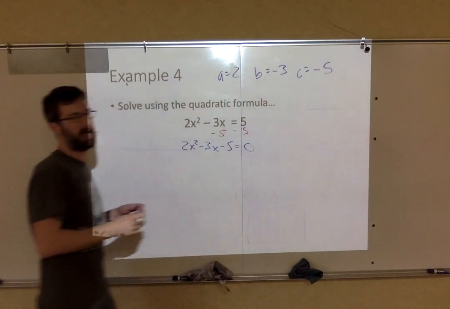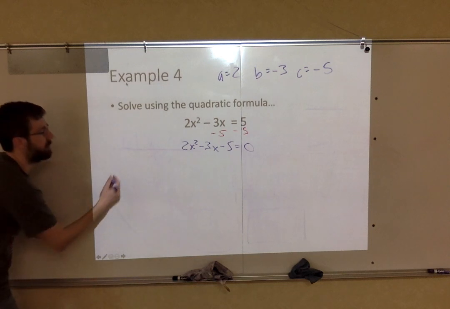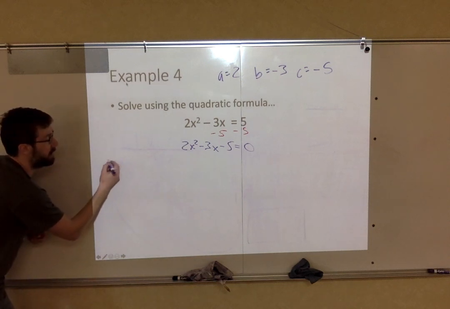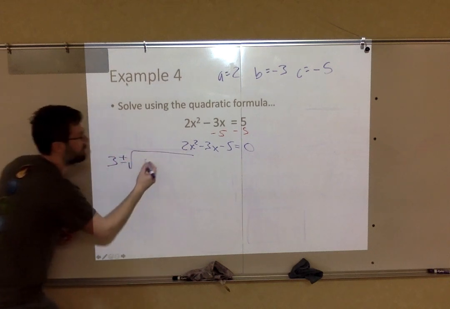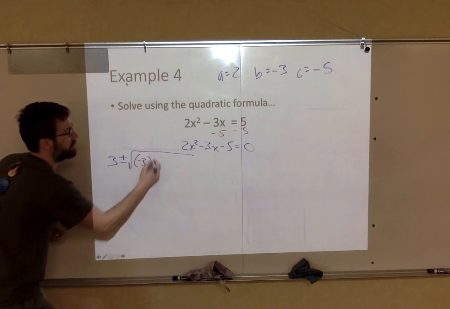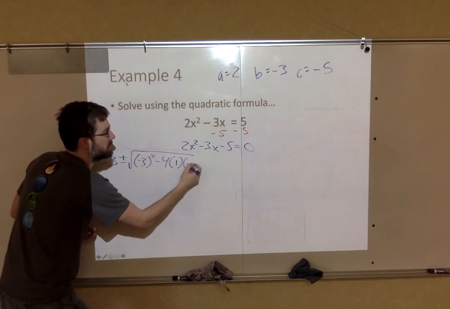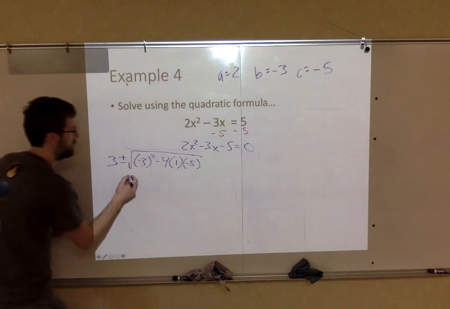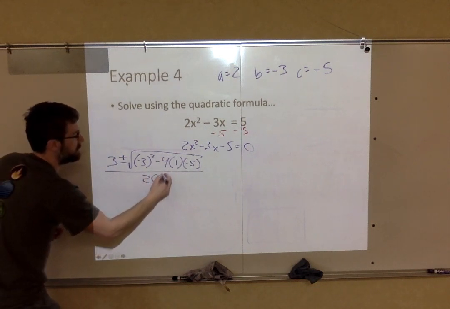Again, be careful with the signs with these. That's a really common mistake. You drop one negative and it screws the whole thing up. All right, so the negative of negative 3 is positive 3, plus or minus square root of negative 3 squared minus 4 times 2 times negative 5, all over 2 times 2.